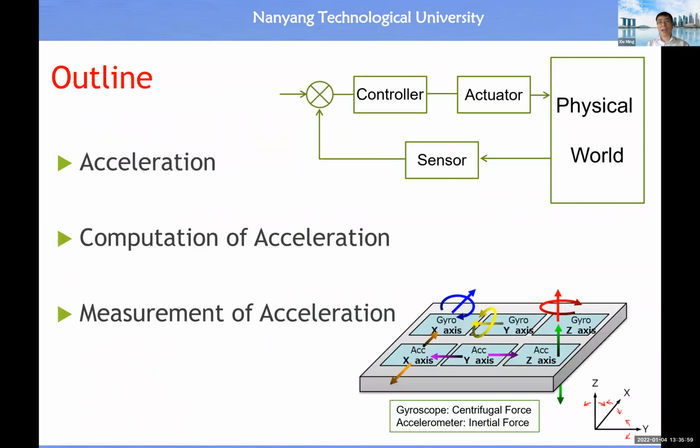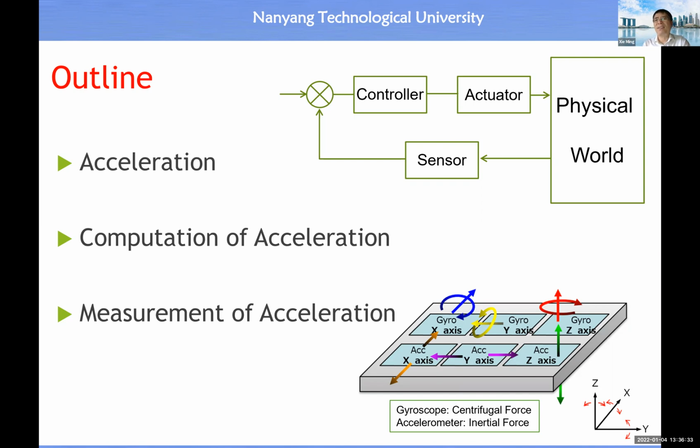All right, so now we are ready to enter the study of today's lecture, which is about the measurement of acceleration. Actually, acceleration is a very, very important physical quantity in the mechanical domain, because acceleration will allow us to change velocity, and velocity will allow us to change position. Therefore, the control of acceleration is extremely important.